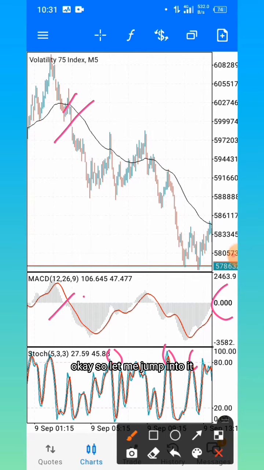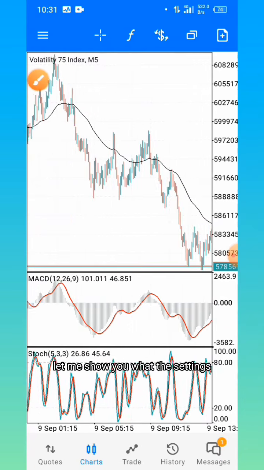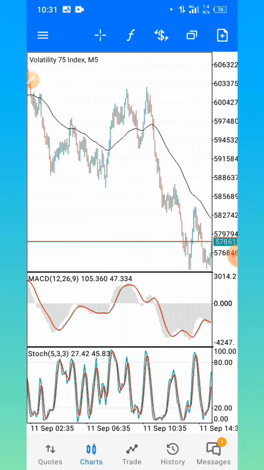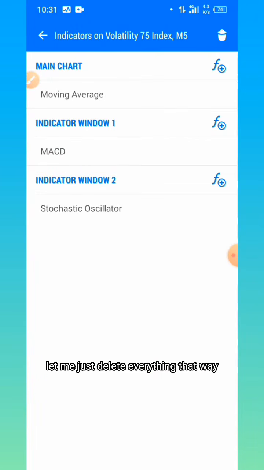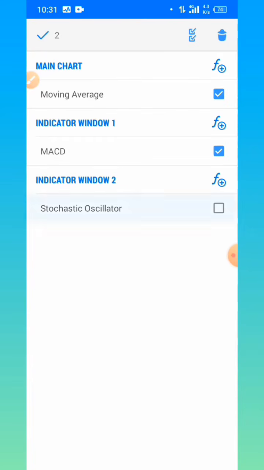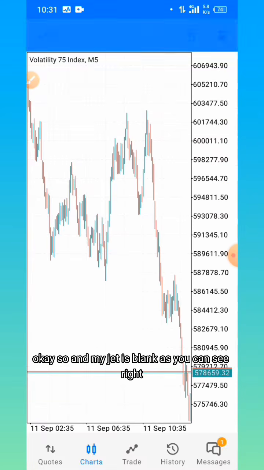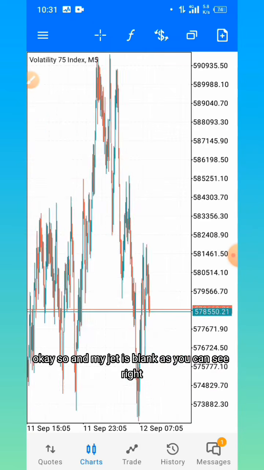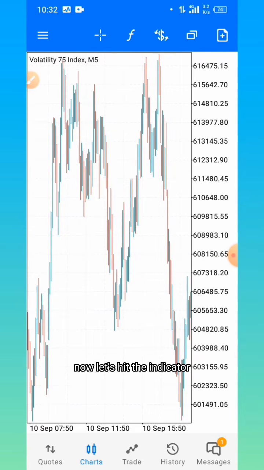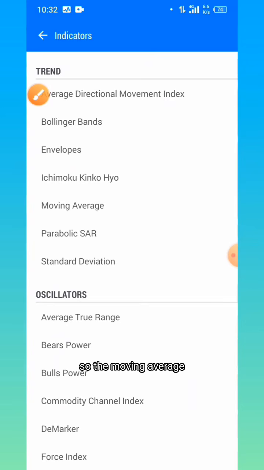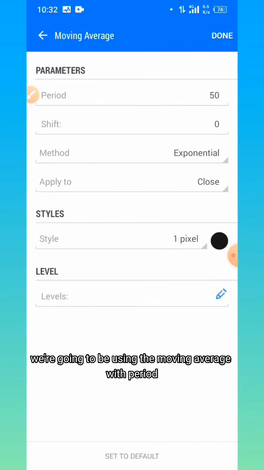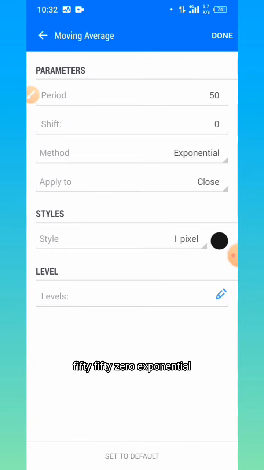Okay, so let me jump into it. Let me show you the settings for these indicators. Let me just delete everything that way we start afresh together. Okay, so done. My chart is blank as you can see. Now let's add our indicators. For the moving average, we're going to be using the moving average with period 50, shift 0, exponential, apply to close. Color, I use black. You can choose any color of your choice depending on your preferences.